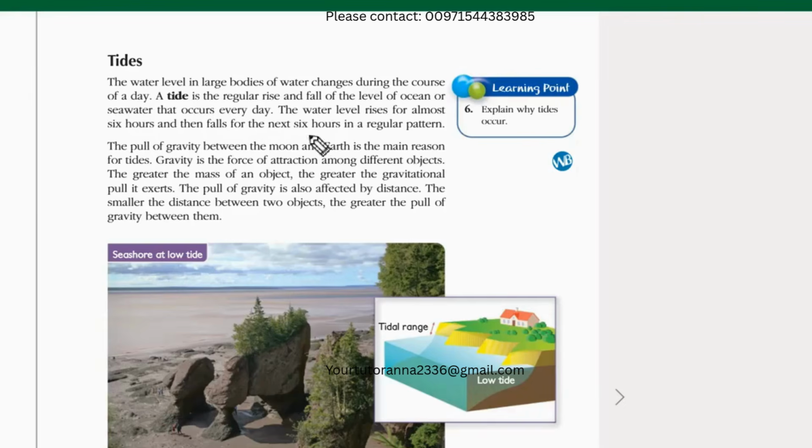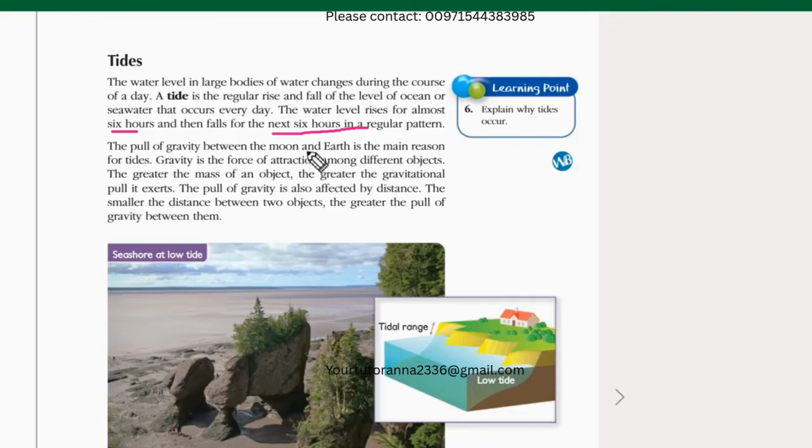The water levels rise and fall in a regular pattern, for 6 hours and then the next 6 hours. So the water level in large bodies of water changes during the course of the day. A tide is a regular rise and fall of the level of ocean or sea water that occurs every day. So it's going up and it's going down. That is when the tides happen, right? The water level rises for almost 6 hours and then falls for the next 6 hours in a regular pattern.